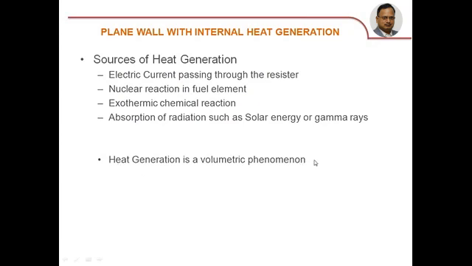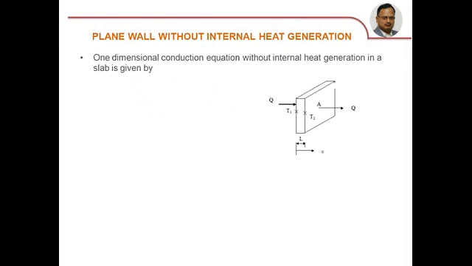And please note that heat generation is a volumetric phenomenon. That means throughout the volume it generates uniformly, and that is why whenever there is a heat generation, we use the symbol Q dot, watt per meter cube. Per unit volume, what is the amount of heat generated?